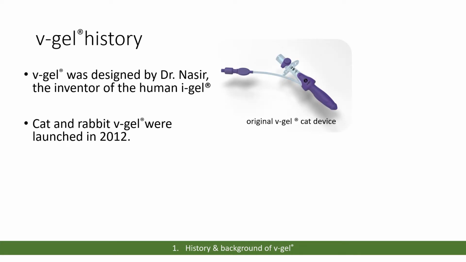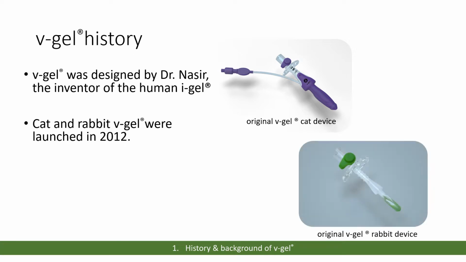Here you can see a cat device, obviously very different shape to the human devices. This is what we were saying. They're species specific. They have to match the upper airway anatomy. And at the base you can see a rabbit VGel device, broadly the same structure as the cat, but obviously very different in the detail in order to fit into the rabbit upper airway.